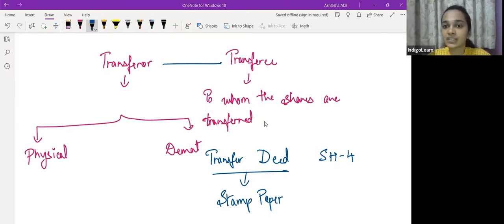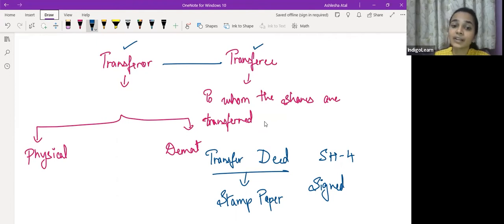So whenever making this instrument of transfer, that is the transfer deed, it has to be in a proper form. It has to be dated, a proper date should be written on it, and it should also be properly stamped. Besides this, one very important thing is that it should be signed by both transferor and transferee. Both signatures should be there. Not only the transferor, but the signature of the transferee shall also be there on this transfer document. So the signatures of both transferor and transferee shall be present on this transfer deed.